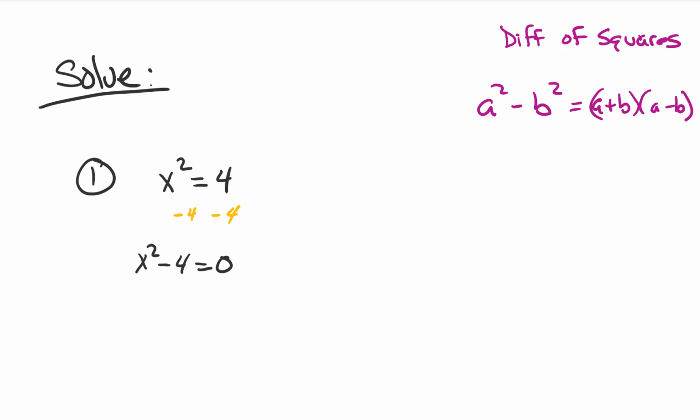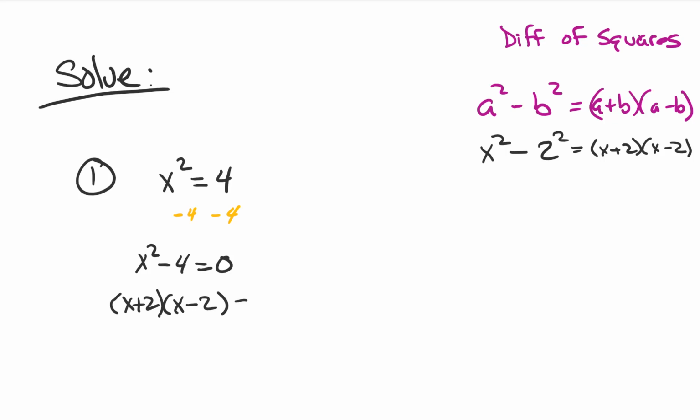Well, what's 4? We've got x squared minus, what's 4 squared? Isn't that 2 squared? Isn't that the same thing? x squared minus 4 is the same thing as x squared minus 2 squared. So isn't this just going to be x plus 2 times x minus 2? x plus 2 times x minus 2 is equal to 0.